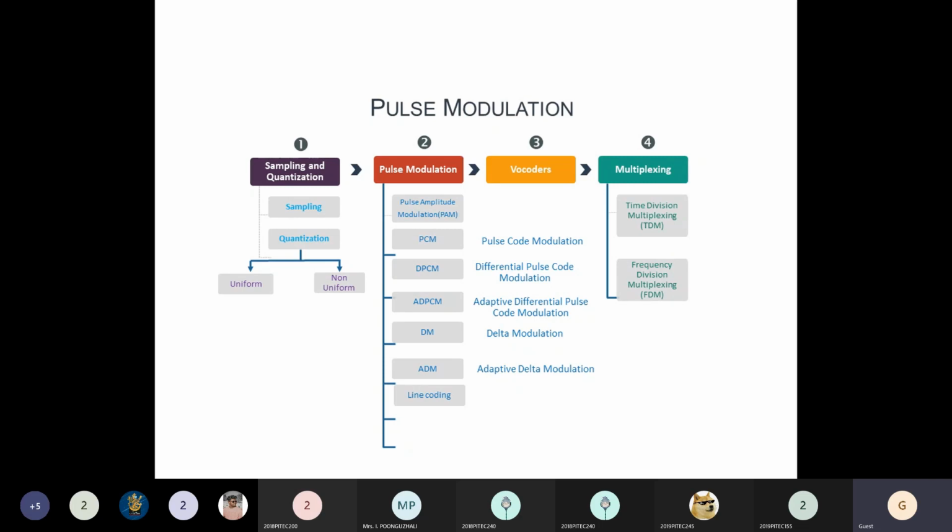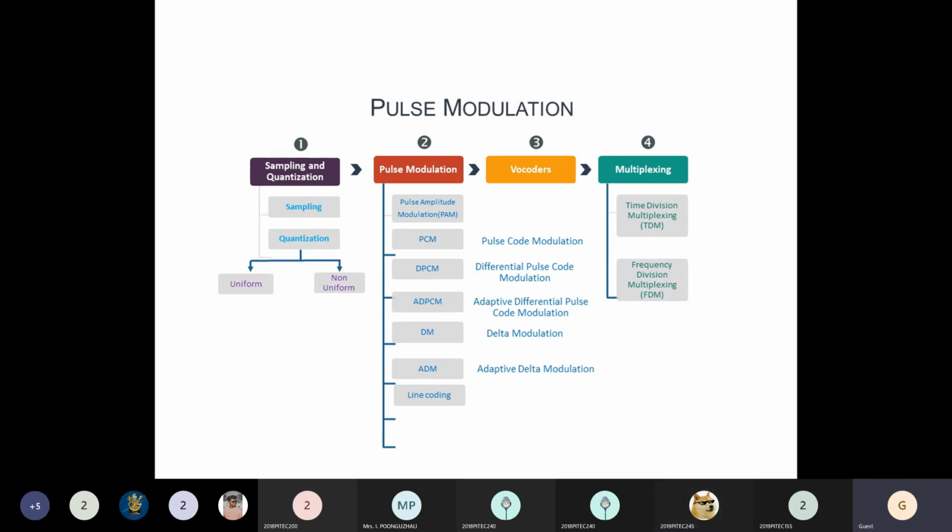So what is meant by multiplexing? In the sense, we combine multiple signals over a single channel. That is said to be multiplexing. In that we have two different types: time division multiplexing and frequency division multiplexing, TDM and FDM.